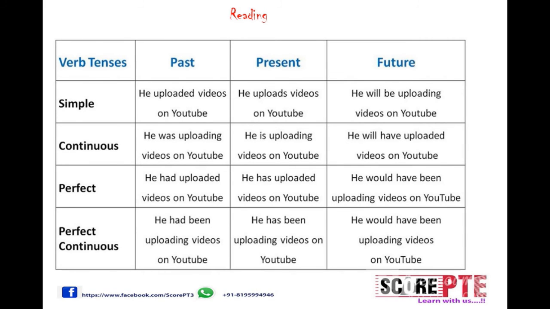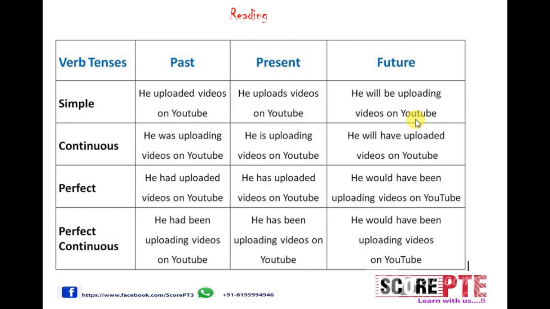Just to familiarize you with tense, I have shared a simple example for the types of tenses. There are past, present, future, simple, continuous, perfect and perfect continuous tenses. In the past, we can say he uploaded videos on YouTube. At present, he uploads videos on YouTube. In the future, he will upload videos on YouTube.